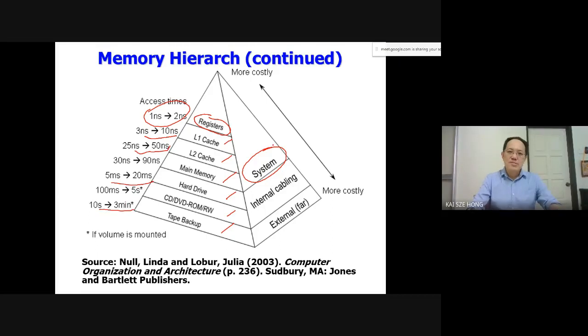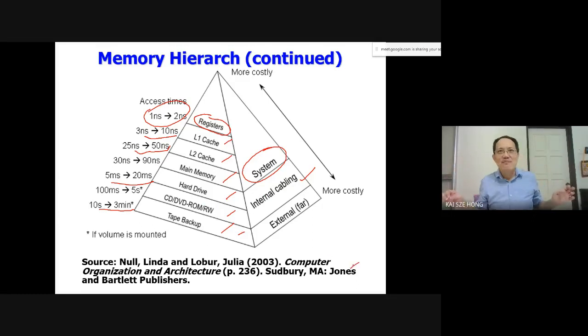The distance when you want to access this: from the register until main memory is inside the system, so it's very easy to access them. Then we have the internal cabling to connect to the hard disk and CD-ROM. There will be a cable. This cable will connect to the hard disk drive and also the CD-ROM. Then we also have the tape backup. Okay, so this is the memory hierarchy.